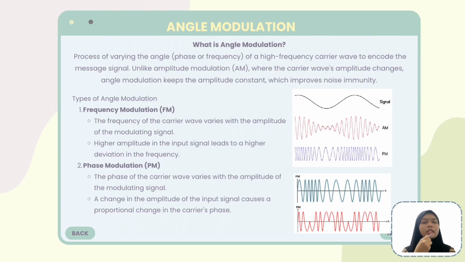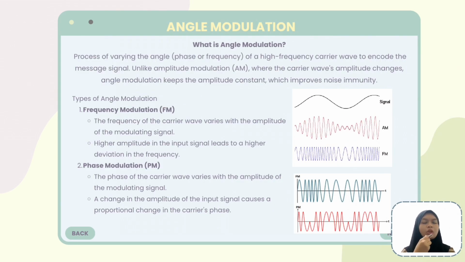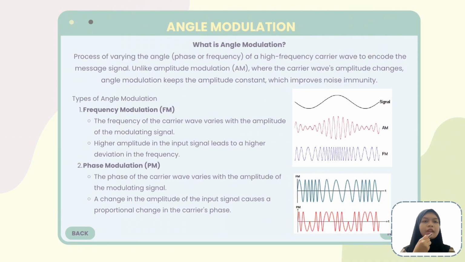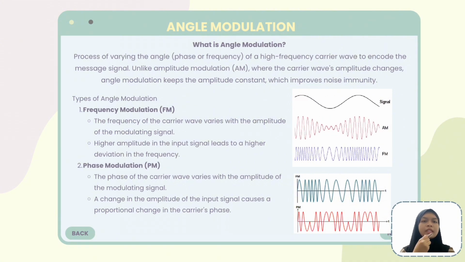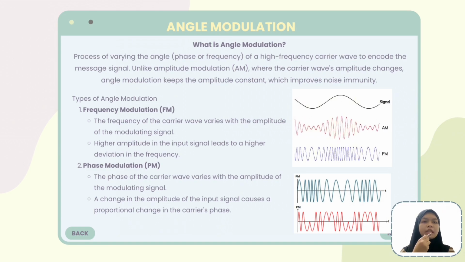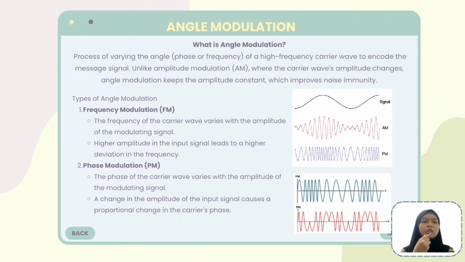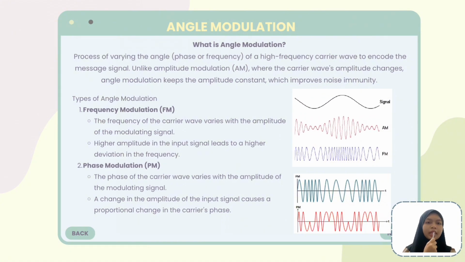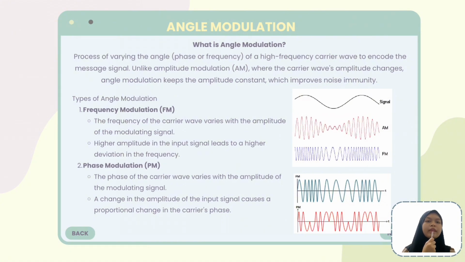Angular modulation is the process of varying the angle, phase or frequency of a high frequency carrier wave to encode the message signal. Unlike amplitude modulation, where the carrier wave amplitude changes, angle modulation keeps the amplitude constant, which improves noise immunity. Okay, so there are two types of angle modulation.